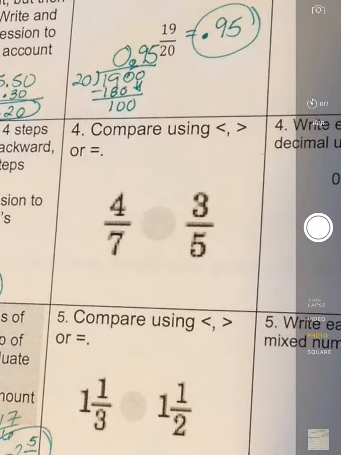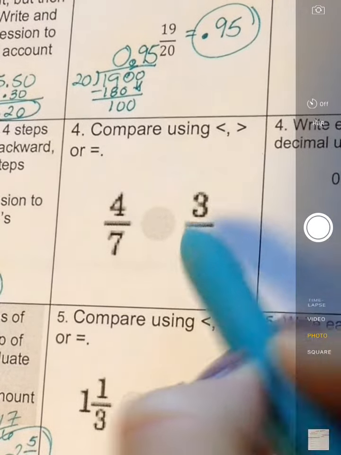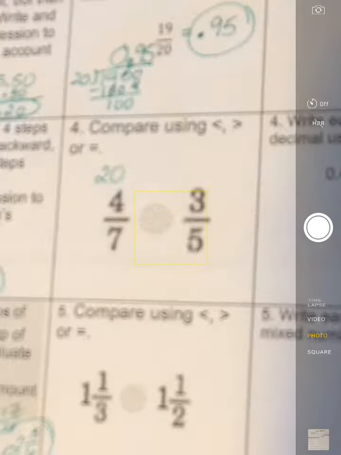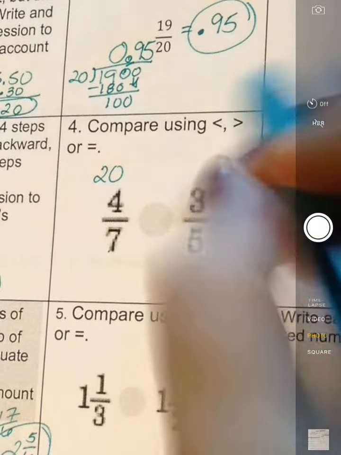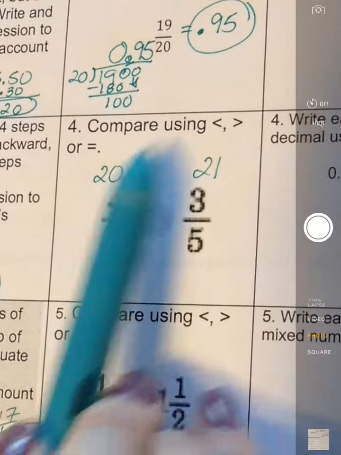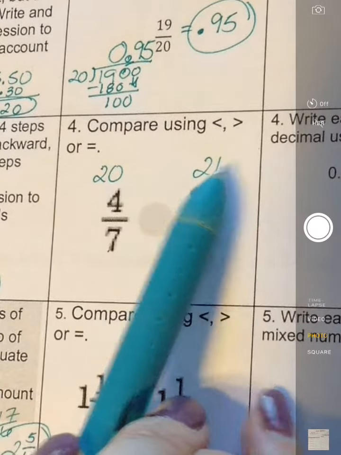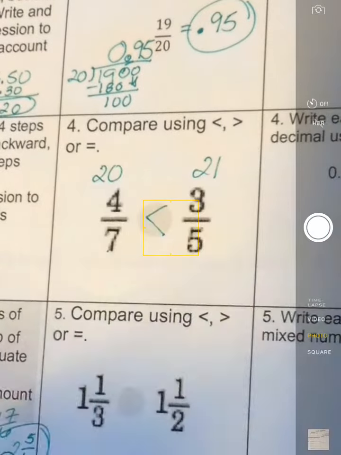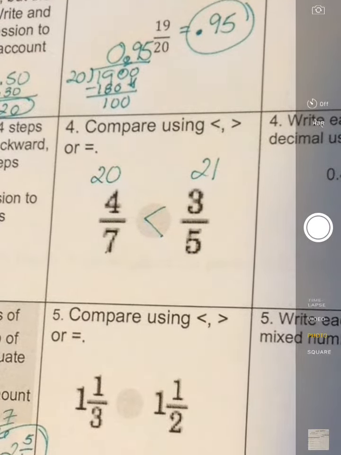It wants us to compare. So again, we haven't really done this. Actually, we have in the past with proportions. So we can compare by cross multiplying. 5 times 4 leaves me with 20. 7 times 3 is 21. 20 is less than, greater than, or equal to 21. It is less than, so that means 4/7 would be less than 3/5.